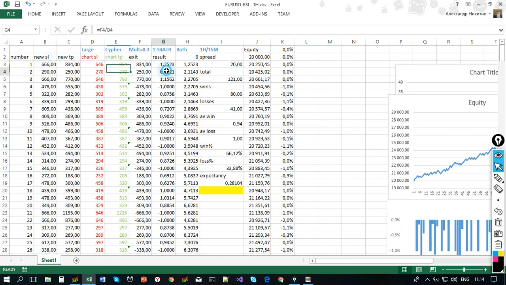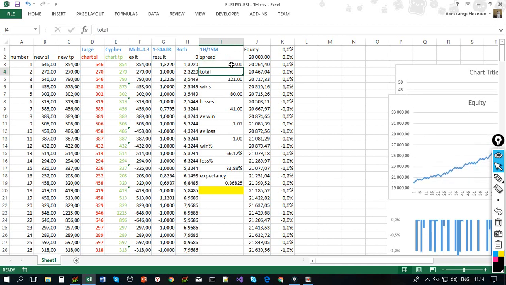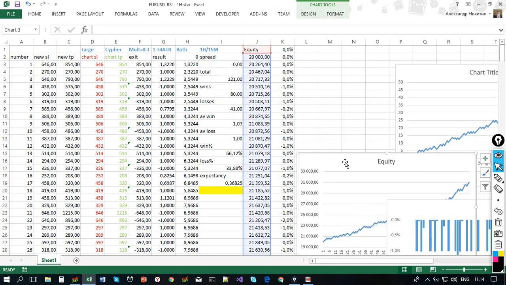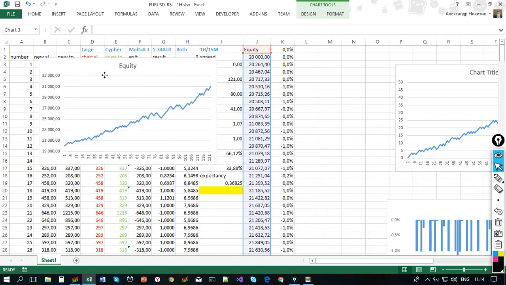Okay, right now we don't have 1, we have 0.8 risk to reward. Initially it was 1 ideally, but because of spread we have it slightly lower. Okay, let's assume we have a no-spread situation. What are your results? Your equity curve. Here it is. It looks this way.